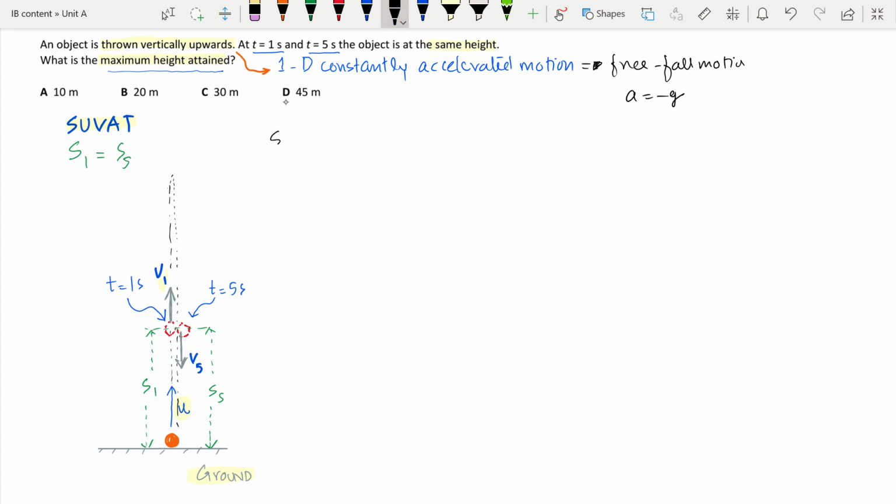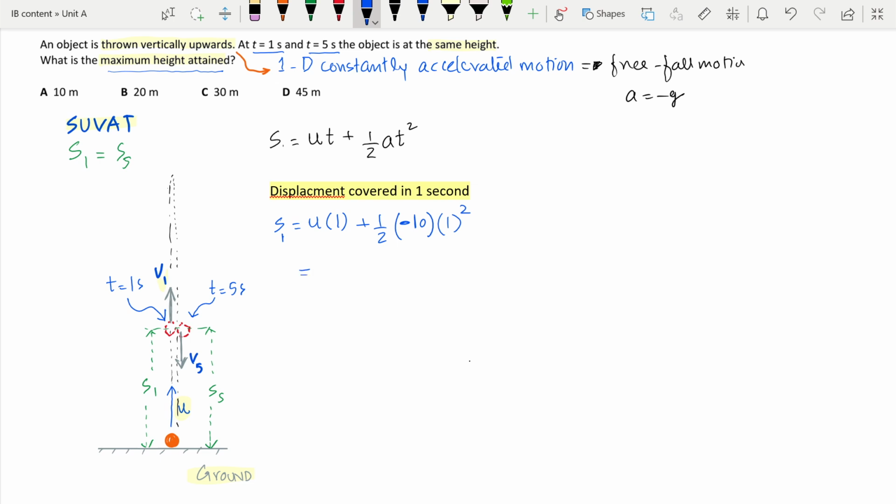So what is s1? We are going to use the equation s equals ut plus half at squared. So the displacement covered in 1 second is s equals u into 1 plus 1 over 2 into negative 10, and 1 squared. We are taking the value of a as negative 10. So that is u minus 5 meters, the displacement covered in the 1 second.